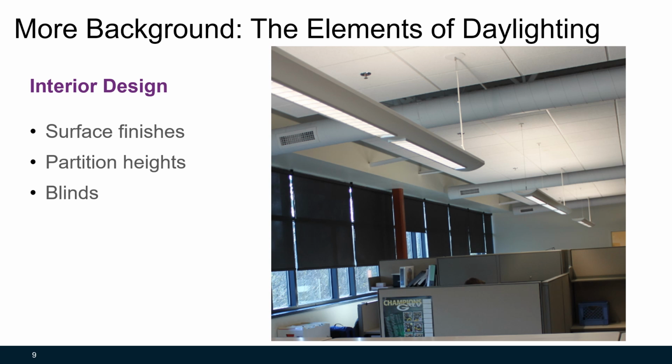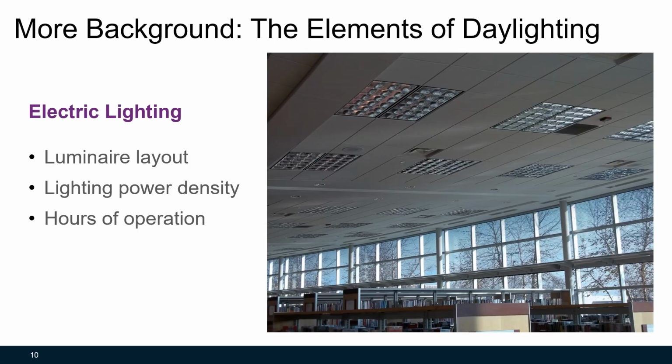And the electric lighting design has an impact on the savings potential associated with automatic daylight controls. The layout of the luminaires themselves in relation to windows, the density of the installed electric lighting, and the typical hours of operation of a building are all factors to be considered.